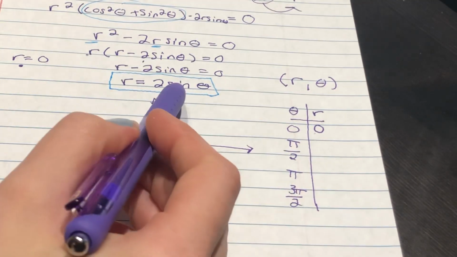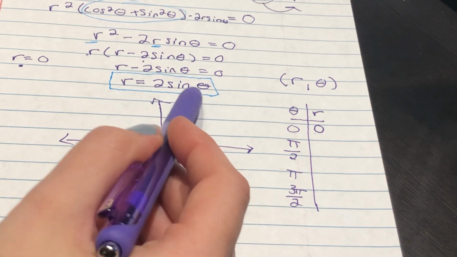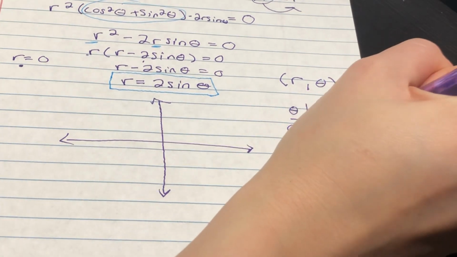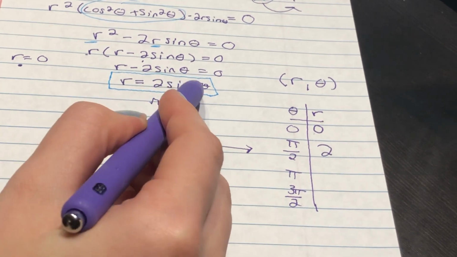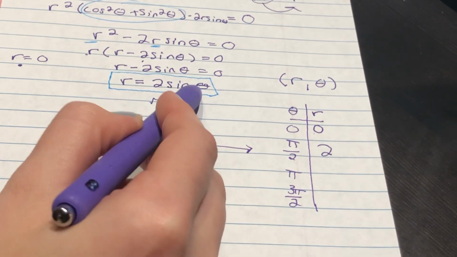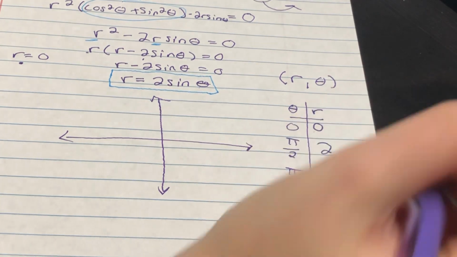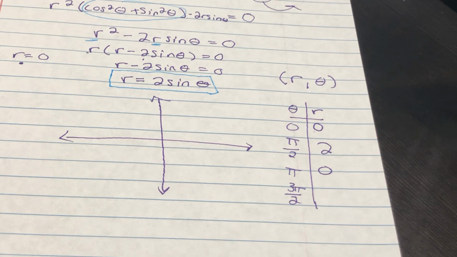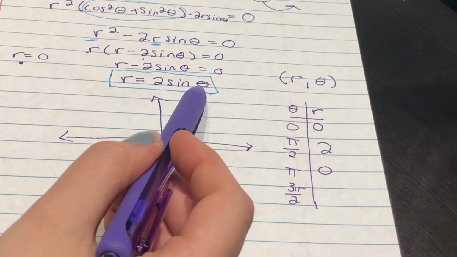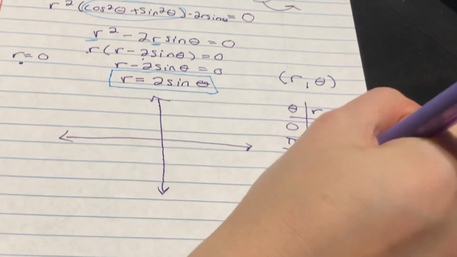Okay, pi over 2. Sine of pi over 2 is 1. 1 times 2 is 2, so I'm going to write a 2 there. Pi, if I plug in a pi right there, sine of pi is 0. 0 times 2, 0. 3 pi over 2. The sine of 3 pi over 2 is negative 1. Negative 1 times 2 is negative 2.